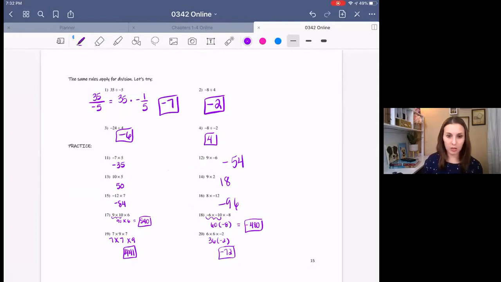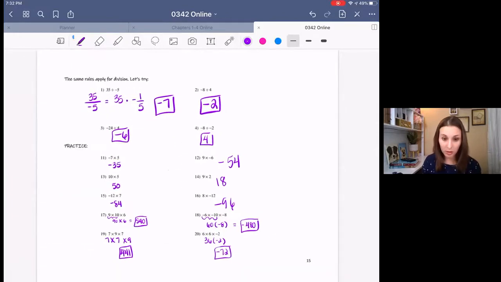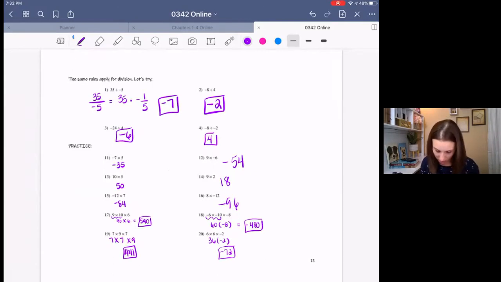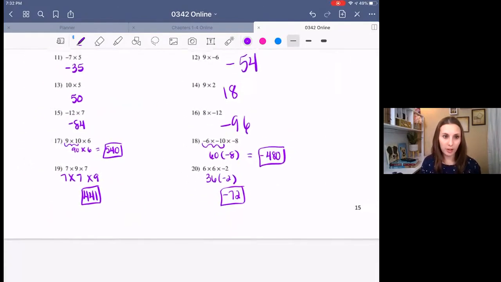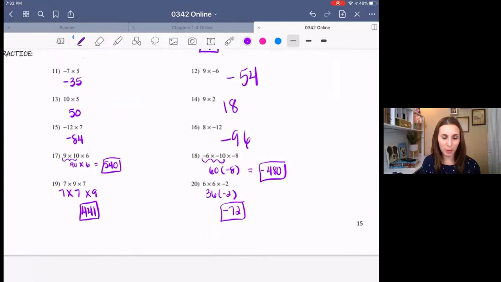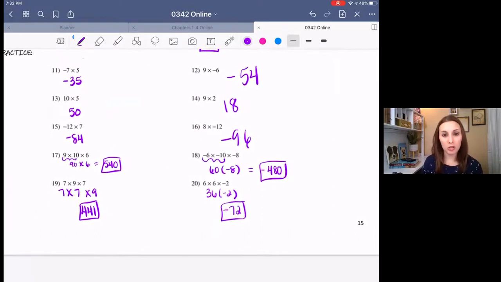I'll zoom out so you can see them all, maybe. I'm frozen. Here we go. It is not happening. There you go. Sorry, it's not working out for me. So there's those. You can check your answers if you want to.